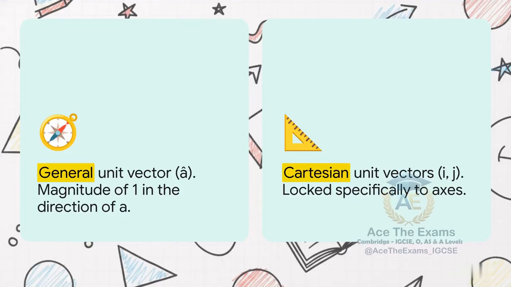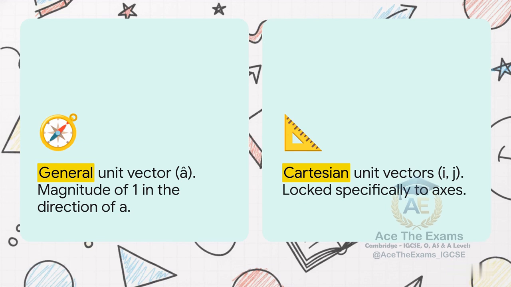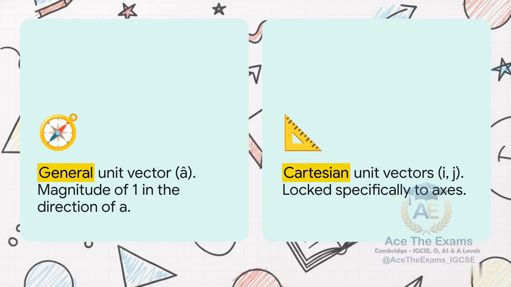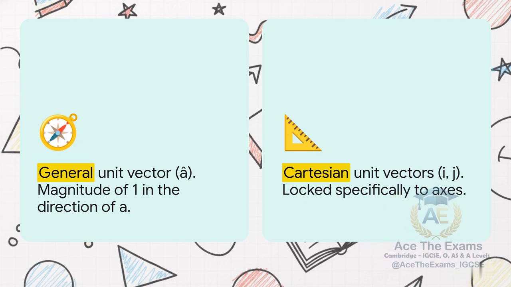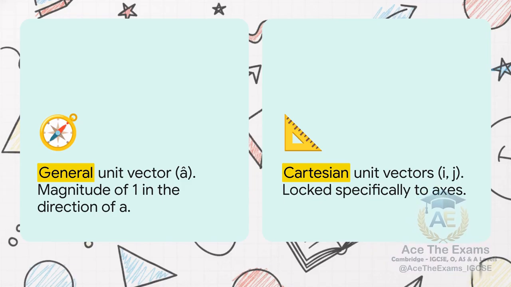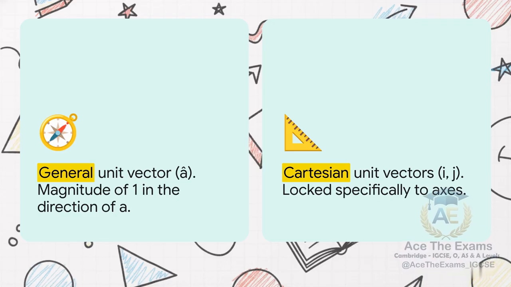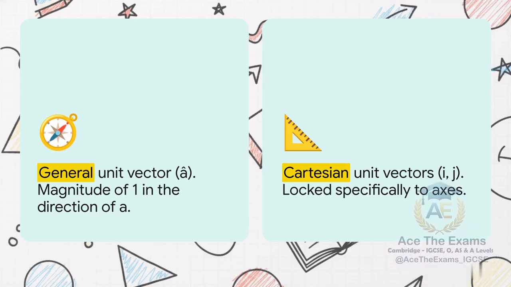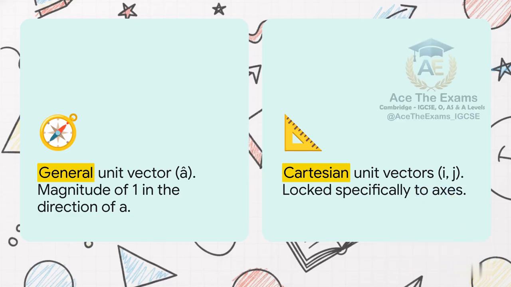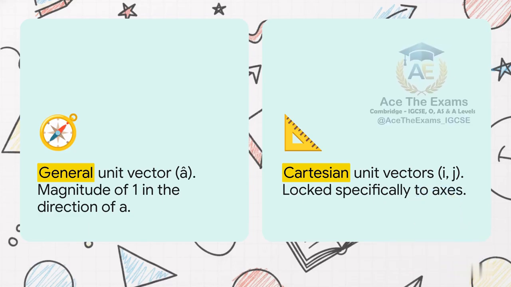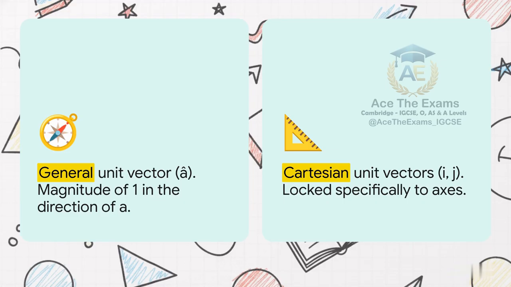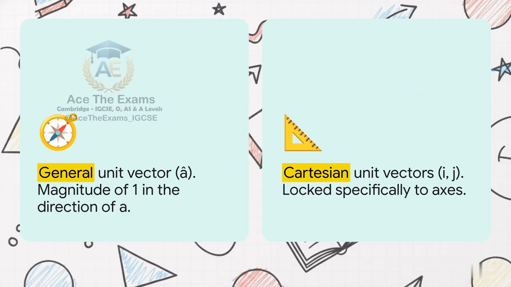Here's one last crucial distinction: unit vectors. These guys have a precise magnitude of exactly 1. You absolutely must differentiate between a general unit vector, that little a hat on the left, and the Cartesian unit vectors i and j on the right. That a hat vector can point literally anywhere, as long as it lines up with vector a. But i and j, no way. They are rigidly locked to your horizontal x and vertical y axes.